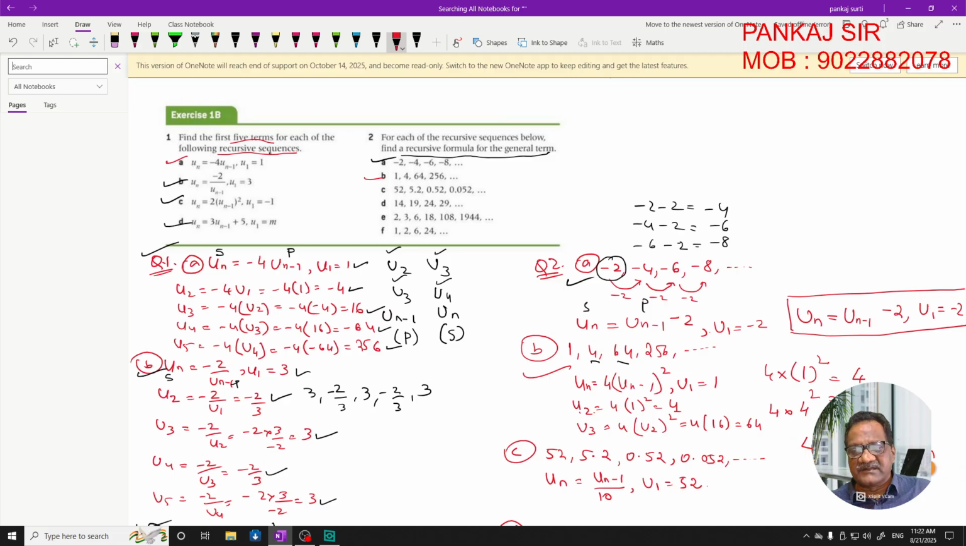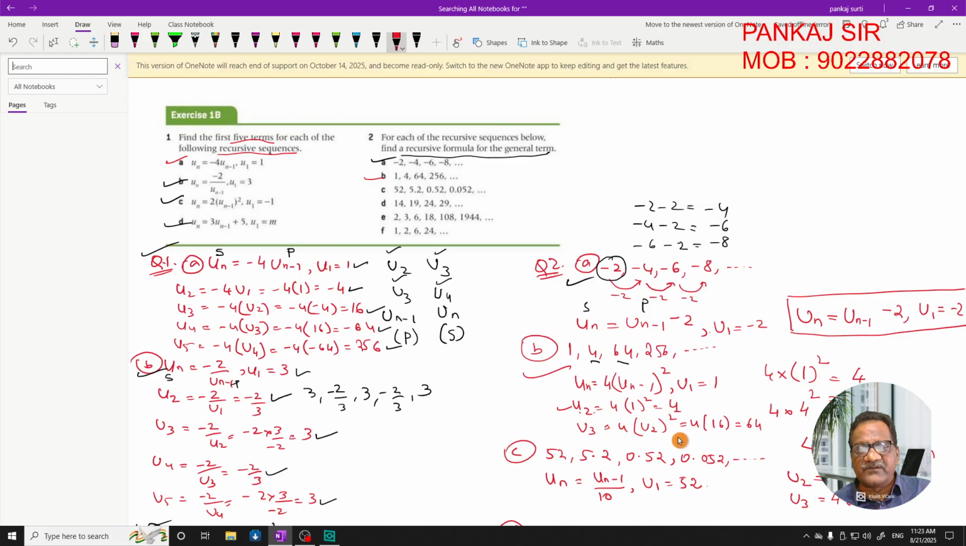So we are taking un as u2, and your un minus 1 will be u1. In general, if you take u2, it will be 4 times u1 squared. And if you take u3, it will be 4 times u2, and it goes on. Going by this general formula, we get all these terms.